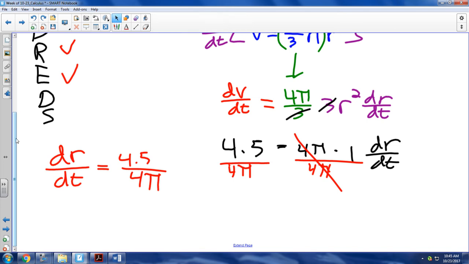I'm just going to check, make sure we didn't mess anything up here. Over 4 pi. That's correct. And that will come out to a decimal. We'll round that to 3 decimals if we ever were to divide that out. So that's how the radius is changing. It is increasing as time goes on.